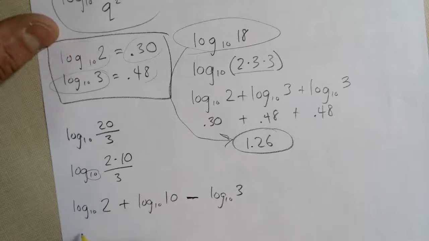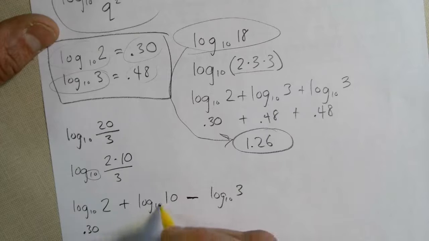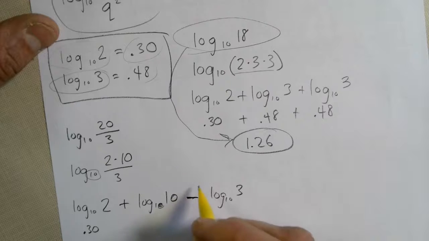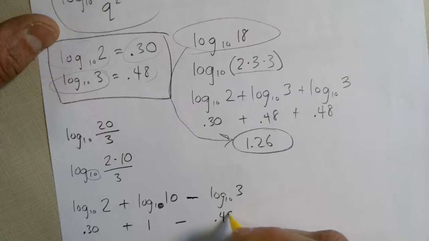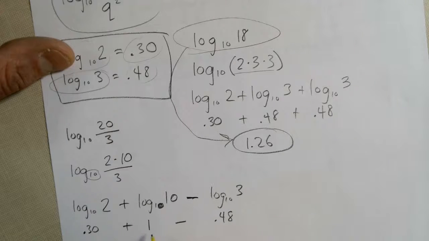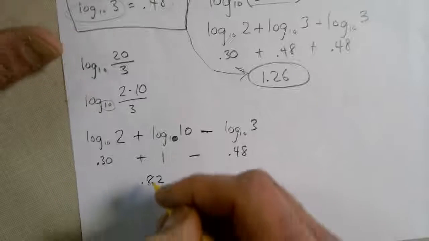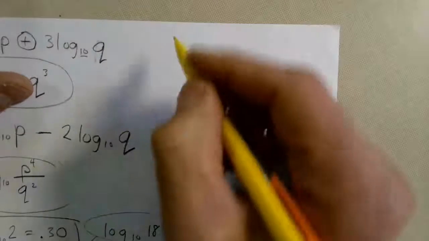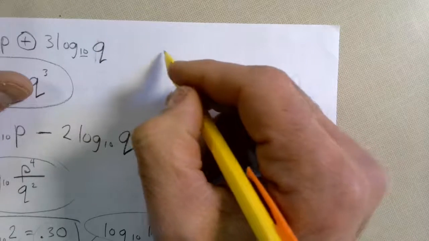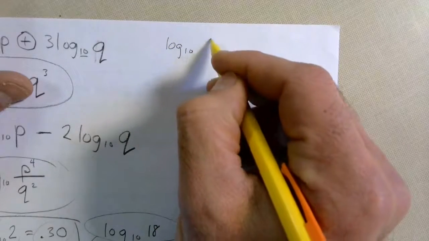Now, here's our little chart. The log base 10 of 2 is 0.30. Now, anytime you have a 10 and a 10 like this, it's going to be 10 to what power gives you 10? 10 to the first power. And then this one was 0.48. So by the time we work these numbers out, 1.3 minus 0.48 is 0.82. Got it. Okay, let's do another one. Next, we have the log base 10 of 5.